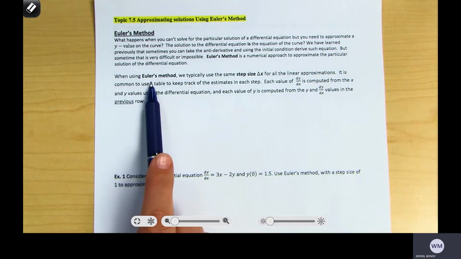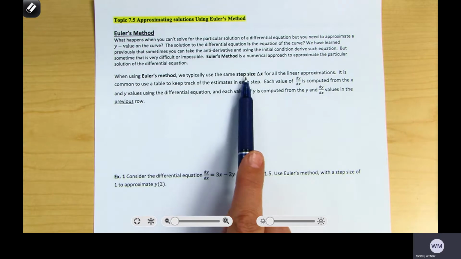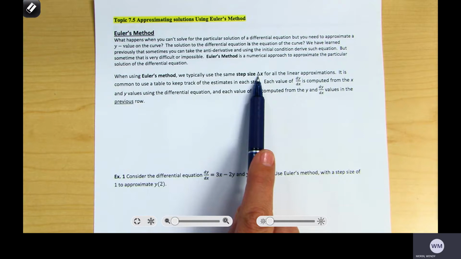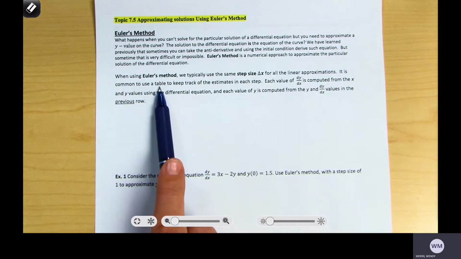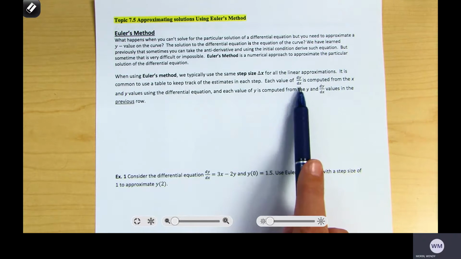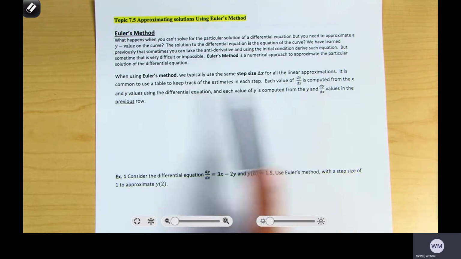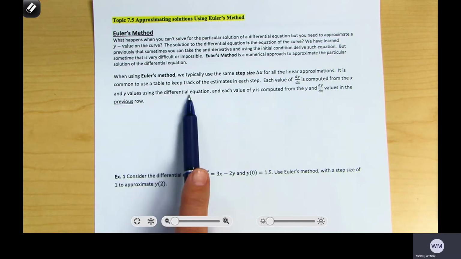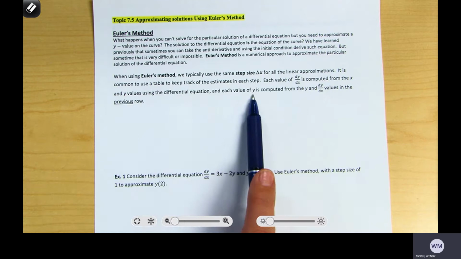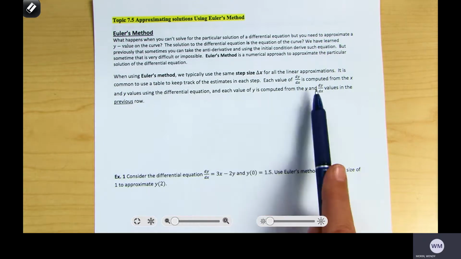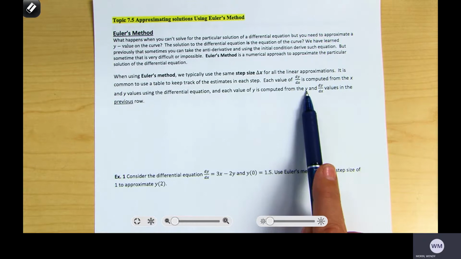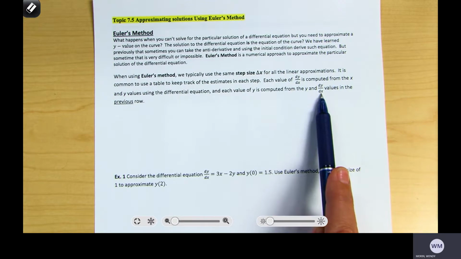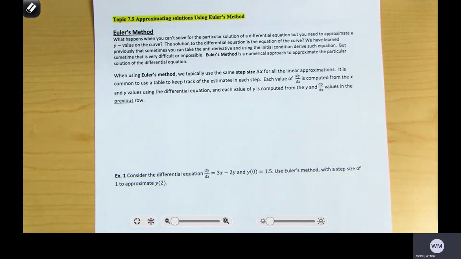So when we use Euler's method, there is usually a step size for all the linear approximations. It is common to use a table, okay? dy dx is computed from the x and the y values. Sometimes it's just the y value, sometimes it's just the x value. Okay, you're given a differential equation, and each value of y is computed from the previous y and from the previous dy dx values.